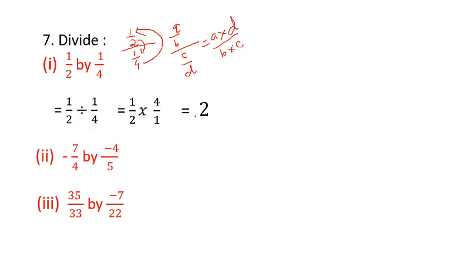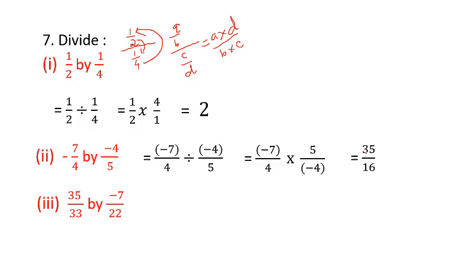Next, divide minus 7 by 4 by minus 4 by 5. Minus 7 by 4 divide minus 4 by 5. So again put a multiplication sign here. The 5 will go to the bottom and minus 4 will come up. Minus 7 into 5, minus 35. 4 into minus 4, minus 16. Negative negative cancel, so the answer is positive.